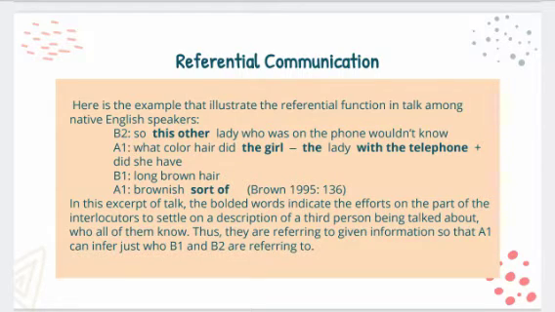B1 said, "So this other lady who was on the phone wouldn't know. What color hair did the lady with the telephone, did she have? Long brown hair. Brownish sort of."